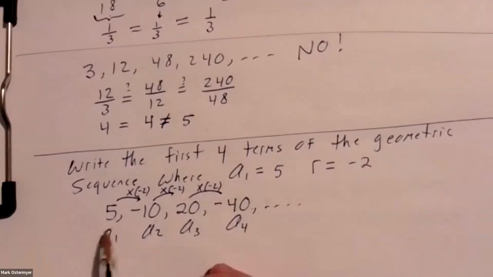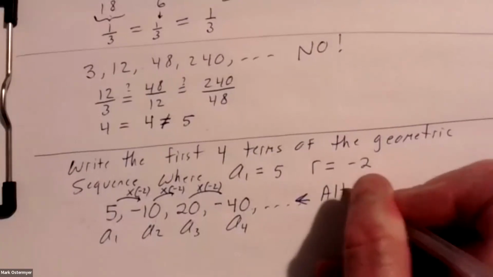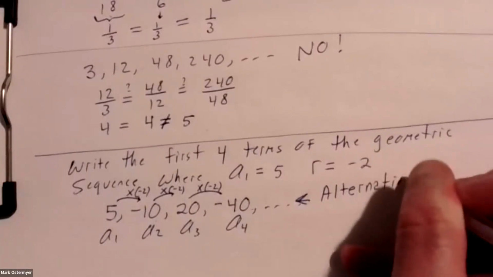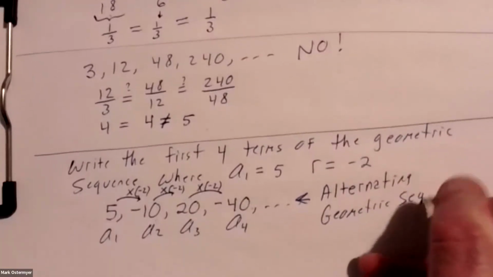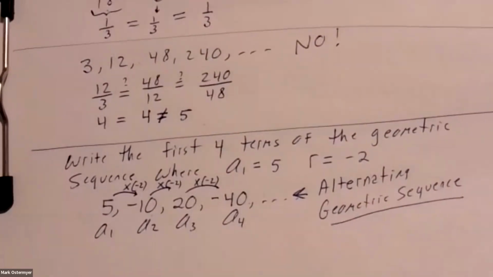And since the sign of each term switches from positive to negative, we call this an alternating geometric sequence, because those terms alternate sign. All right. Makes sense how we wrote the first four terms?